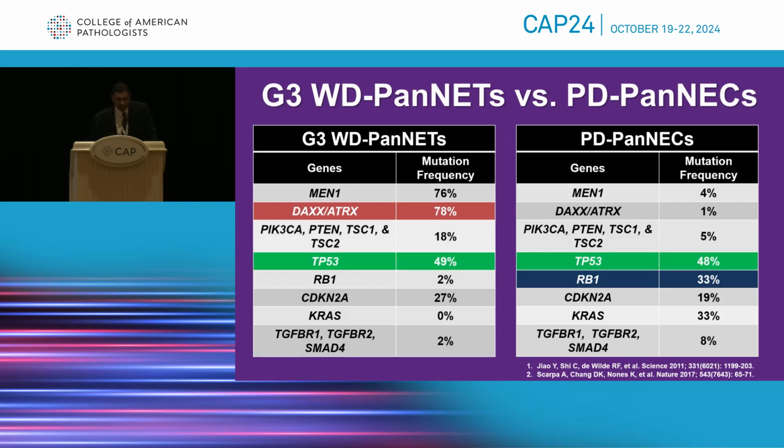Now, there is one caveat that I think the literature is still very murky on, and that's P53 alterations. P53 alterations can occur in G3 PanNETs as well as neuroendocrine carcinomas, and is not a marker that I use constantly to really hang my hat on. You can have p53 alterations occur, especially in metastatic G3 pancreatic neuroendocrine tumors.